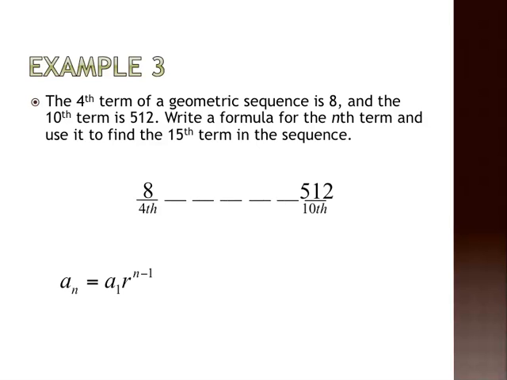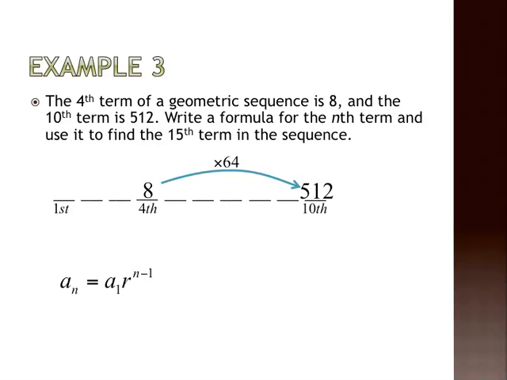Here's the formula. So we still need to know what the first term is. So let's draw that in. The first term is here. Okay. So to get from the 4th term, the 8, to the 10th term, the 512, what do we need to multiply by, right? We've multiplied by something every single time, but altogether, overall, we multiplied by what? 64.